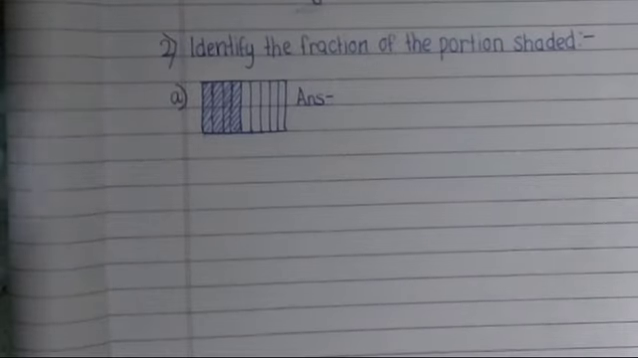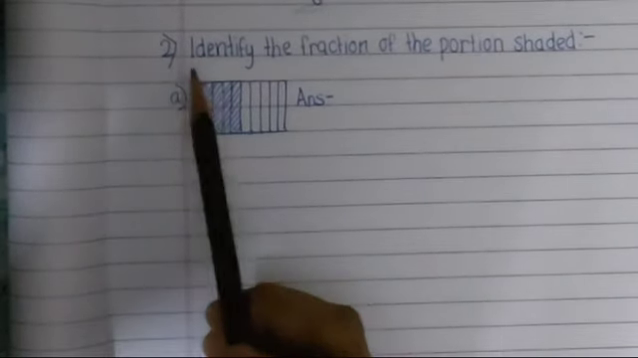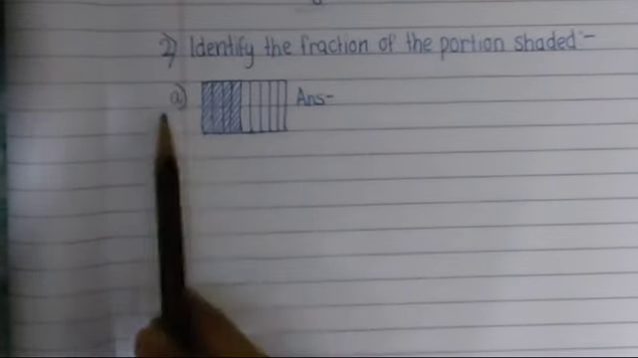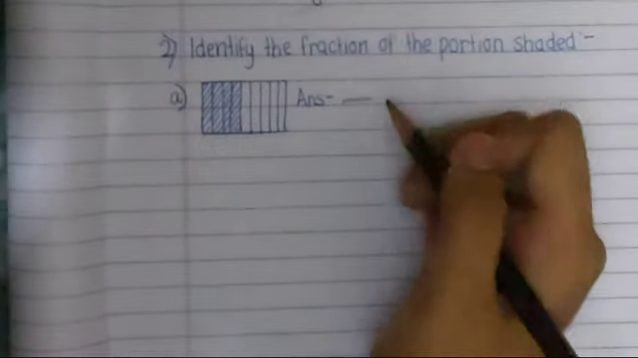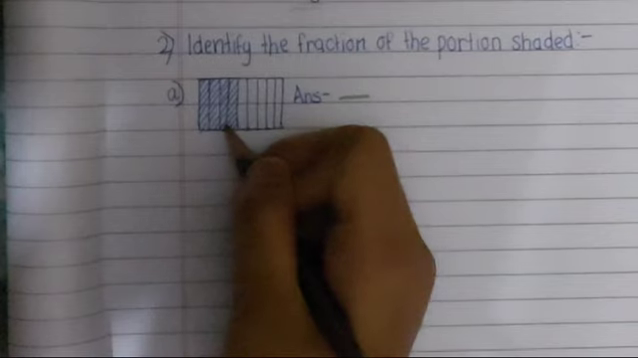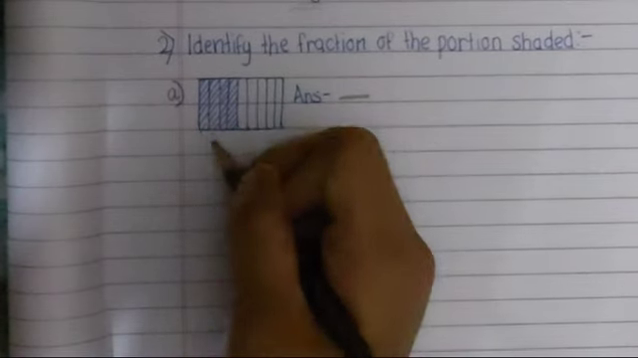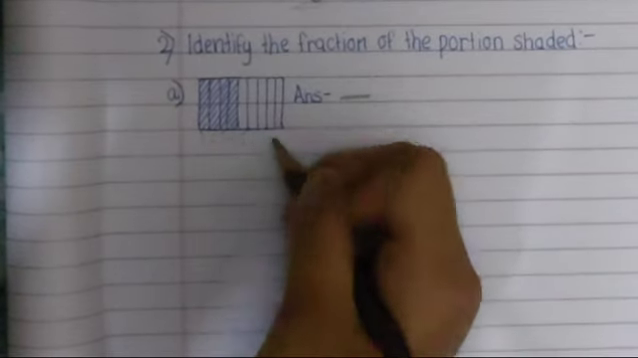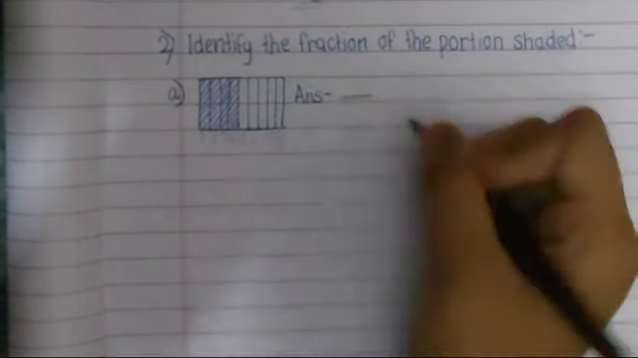Now let's do question number 2. Identify the fraction of the portion shaded. So we can see number A. Let's count the number of bars. We are counting 3, 4, 5, 6, 7, 8 and 9. So there are 9 bars and so the denominator is 9.